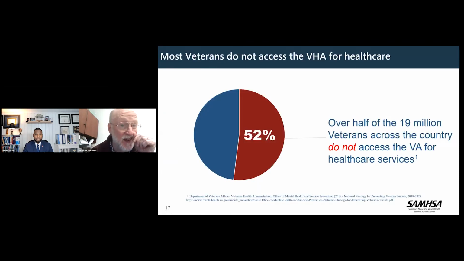And then the other reality is that most veterans do not access the VHA for health care. So the estimate is over half of the 19 million veterans across the country do not access the VA for healthcare services. And so that means that, even while VA has a sterling suicide prevention program and many model programs, they can only benefit the veterans if the veterans are connected to VA care. So another key piece of our efforts is some of the programs that VA has shown to be effective. We're trying to expand across the country. Next slide.